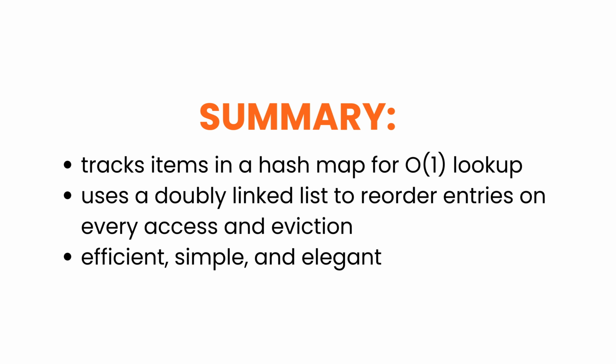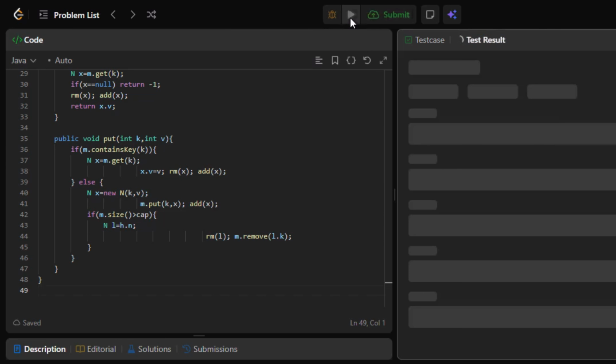And that's how this algorithm works. It first tracks items in a hash map for O(1) lookup, then uses a doubly linked list to reorder entries on every access and eviction. Efficient, simple, and elegant. Let's test our LRU cache with this operation sequence.